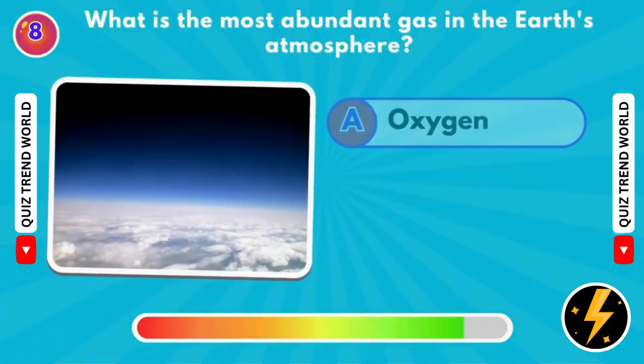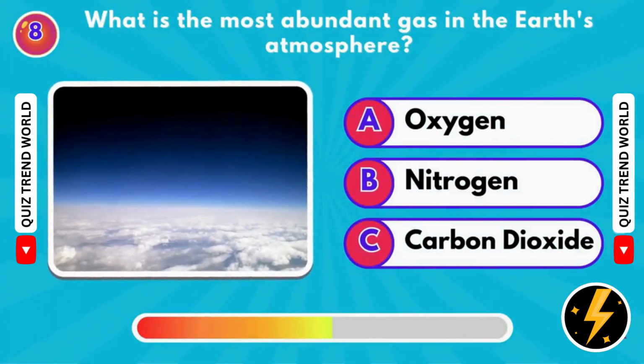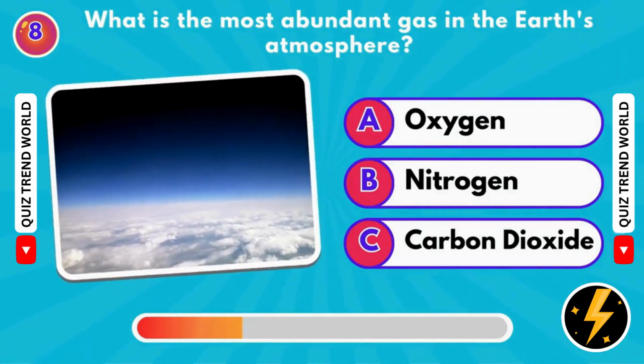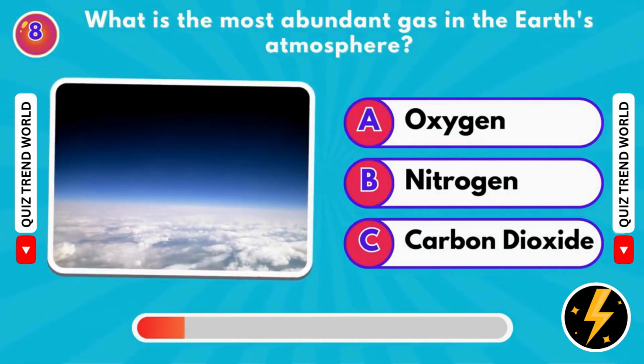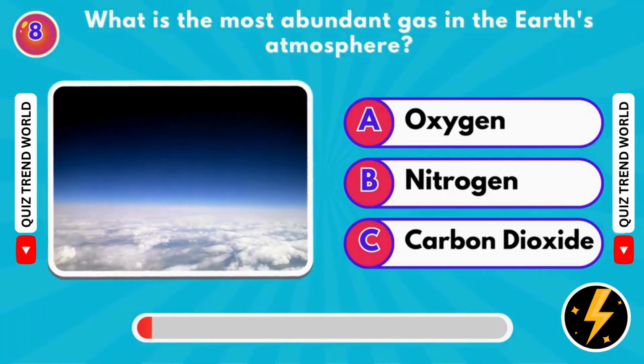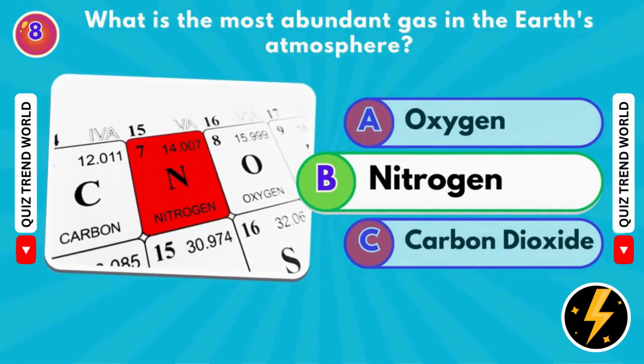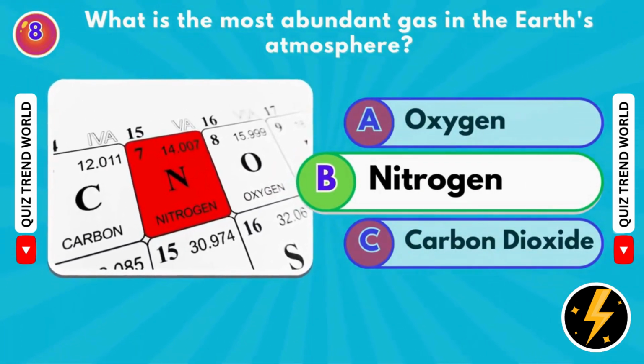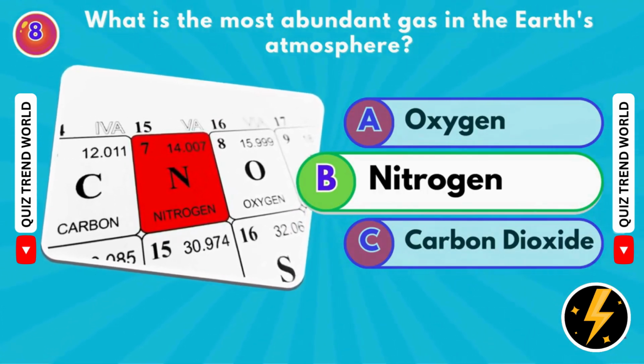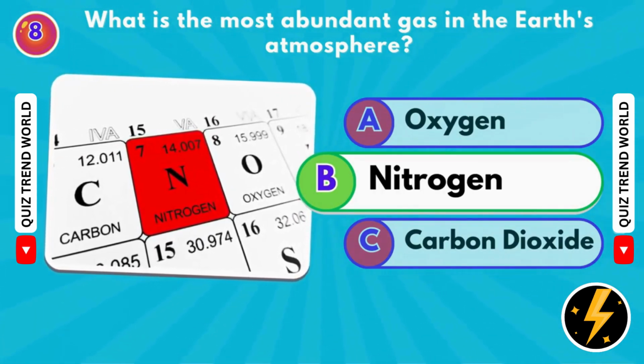What is the most abundant gas in the Earth's atmosphere? Oxygen, nitrogen, or carbon dioxide? Nitrogen. The most abundant naturally occurring gas is nitrogen, N2, which makes up about 78% of air.